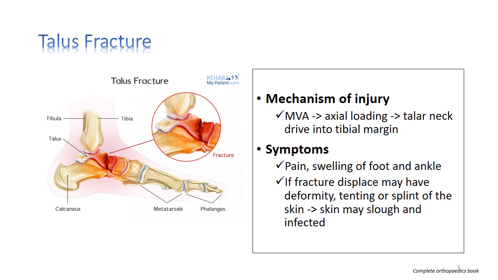Talus fracture. The mechanism of injury is a motor vehicle accident, where they might have an axial loading and subsequently can have the talar neck driven into the tibial margin. Usually the symptoms presented to the hospital are that the patient might complain of pain or swelling of the foot and ankle. If the fracture is displaced, they may have deformity, denting or splinting of the skin. And in severe cases, the skin may slough and become infected.